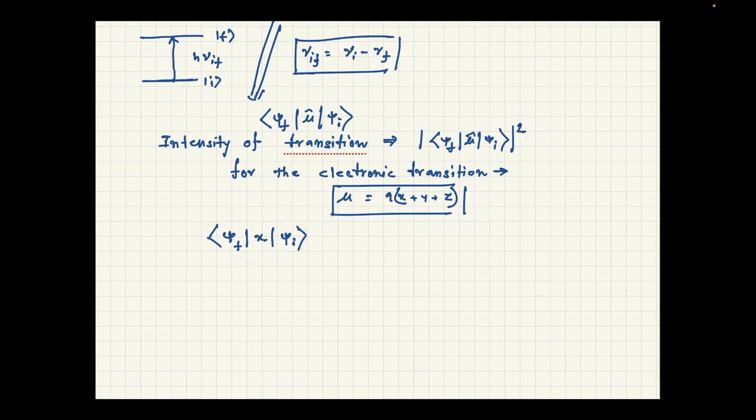Now in group theory language, it just means, let's say this is gamma f, direct product of gamma x, and direct product of gamma I. This direct product has to contain the totally symmetric representation.